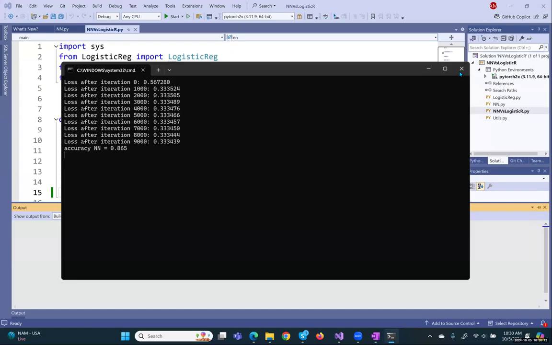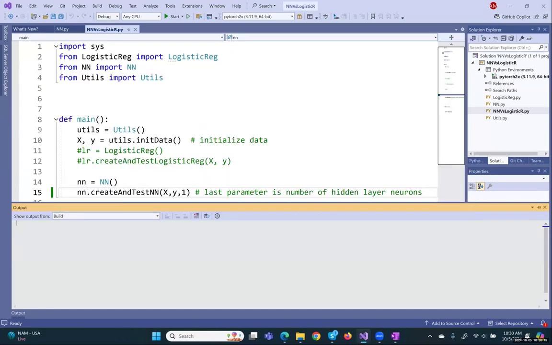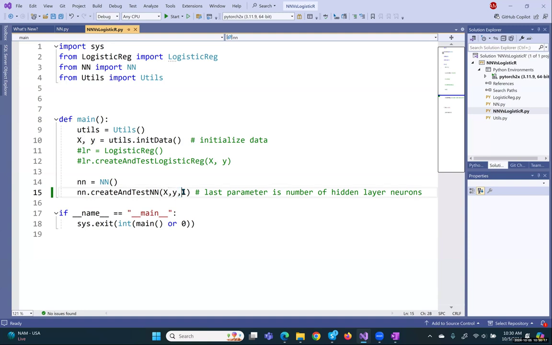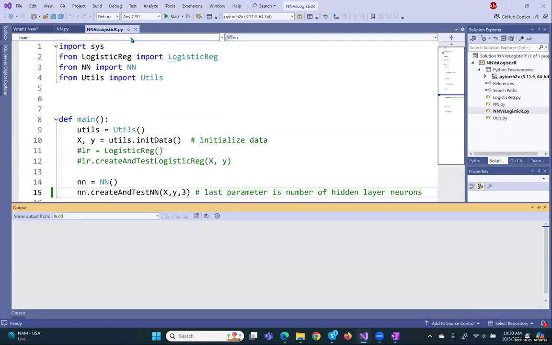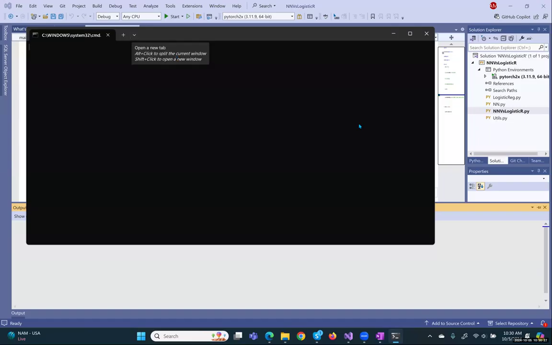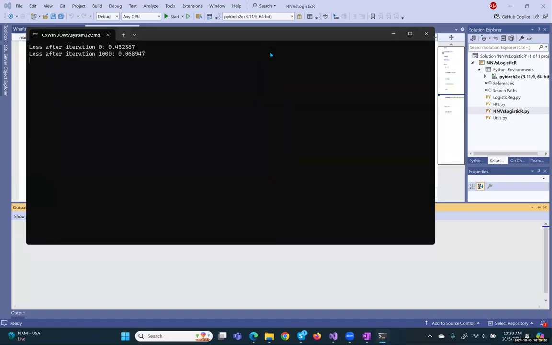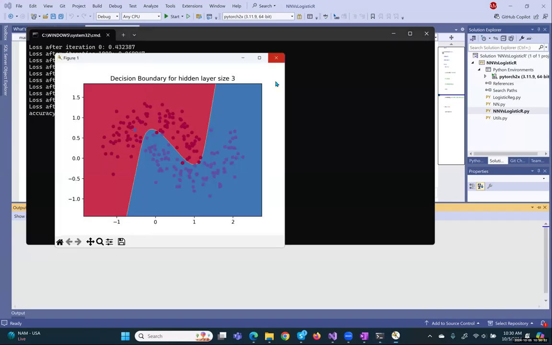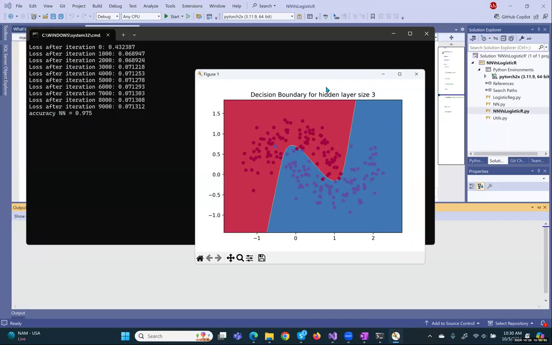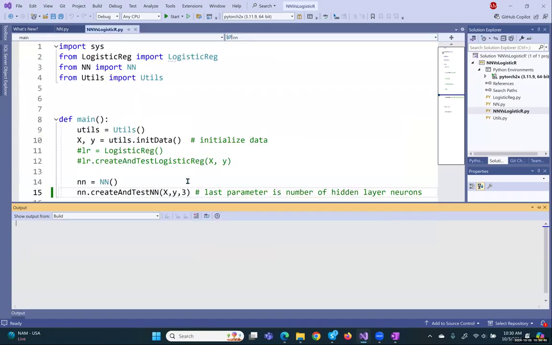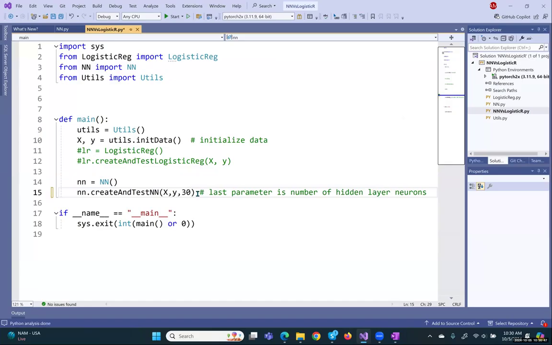If we pick, let's say, 3 neurons, you guys saw this last time also, but let me quickly refresh everybody's memory. With 3 neurons, you'll see it will be able to learn the decision boundary a little bit better. And the accuracy goes to 97.5. So the question is, what if we use 30 neurons?